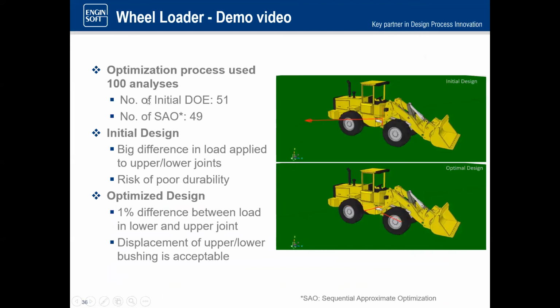So in doing the optimization, we actually did 51 DOE runs, and then the SAO optimization ran through 49 steps. And so we started out with a huge difference in the load between the upper and lower joints. And after doing the optimization, we got the difference in the load down to 1%, which is a huge decrease. And so that's going to increase the life of the bushings because the load is spread out. And with the answer that we got, the displacement was in the acceptable range.